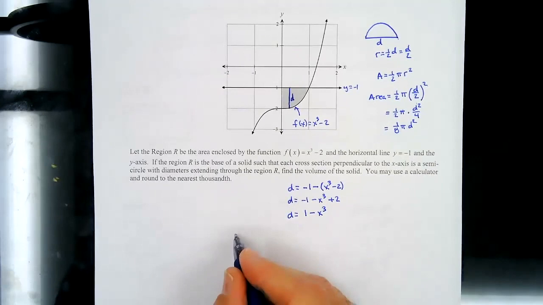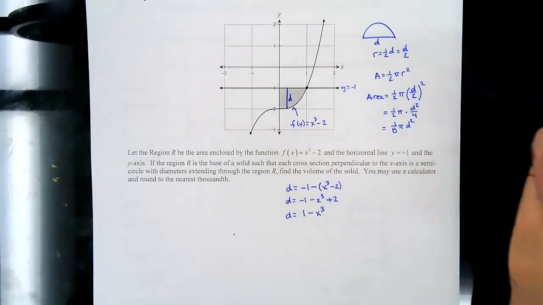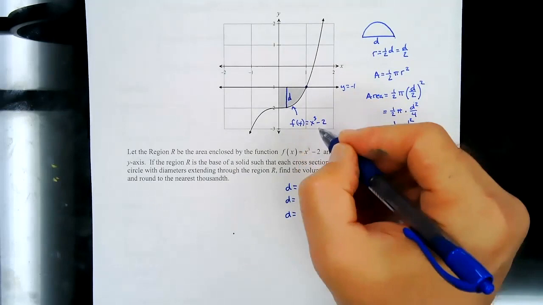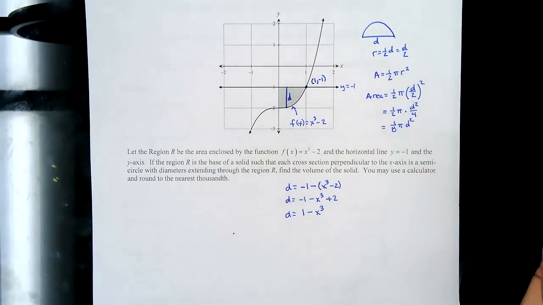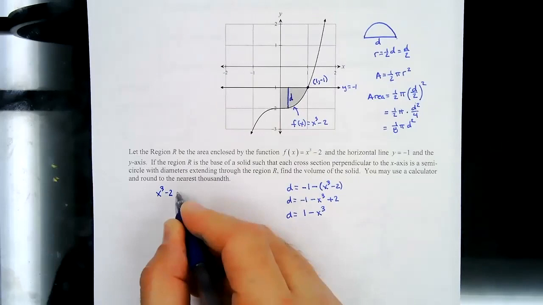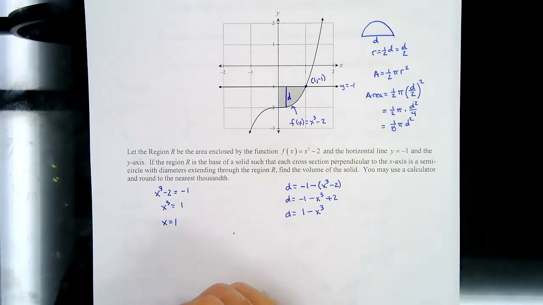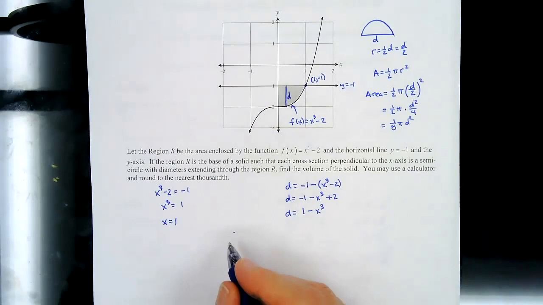Okay, so I'm going to integrate, and this intersection point right here, we can look at this and go, when x is 1, that'd be 1 cubed minus 2, that's -1. So plugging it in, we can tell that's the right point. This point right here is (1, -1). You could also do x cubed minus 2 is equal to -1, and that would mean x cubed is equal to -1 plus 2, which would be 1, and that would mean x is equal to 1. And that's what we thought, right? X equals 1.